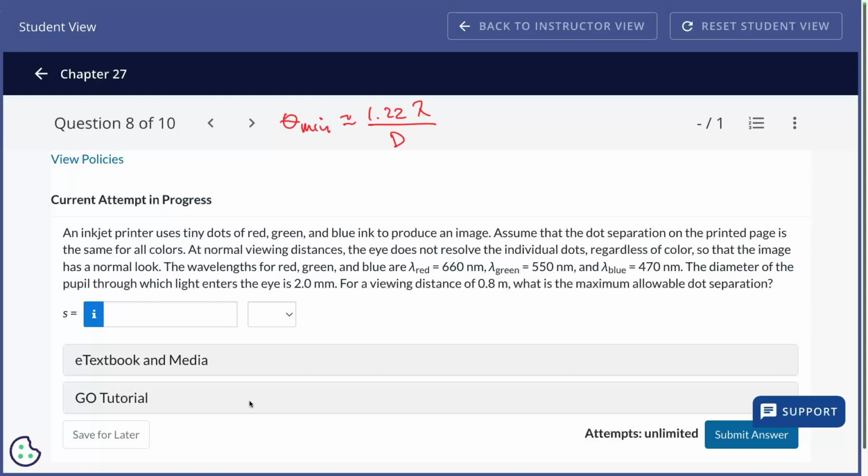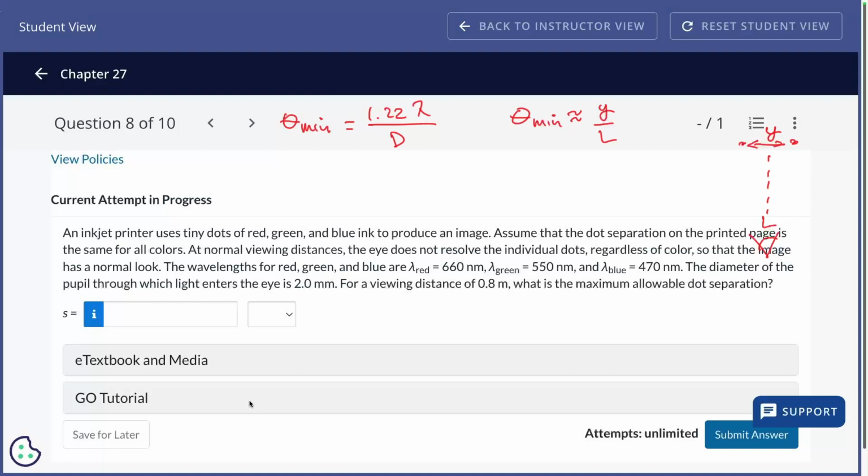Theta minimum equals that. Theta minimum can be rewritten as y over L, the separation distance divided by how far away that thing is. The picture I always have in my head is that two things are separated by distance y, and those two things are distance L away from somebody or something that's doing the looking.